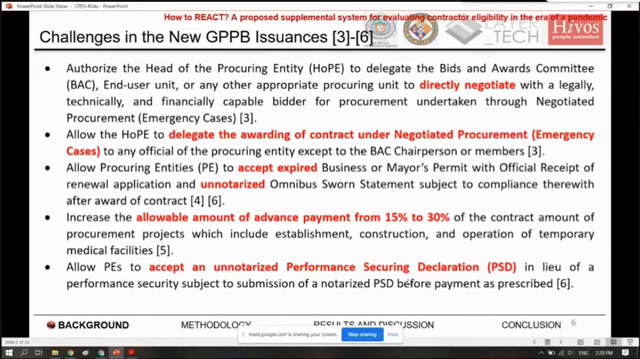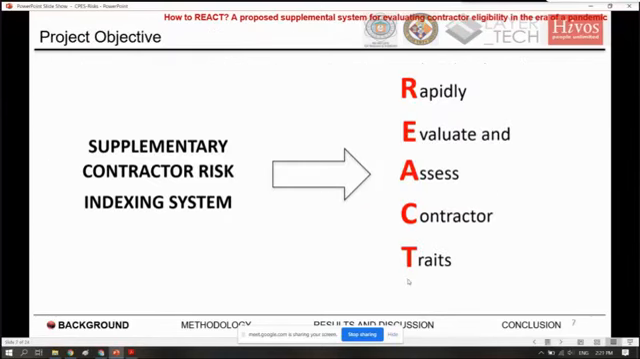These things are good, given that this is an emergency case. However, this poses risk not only on the part of the procuring entity but the government as a whole. So what we would like to come up with in this particular project is to be able to rapidly evaluate and assess the contractor traits, because even though some provisions of the procurement law have been relaxed a little bit, it's important that it is not abused.